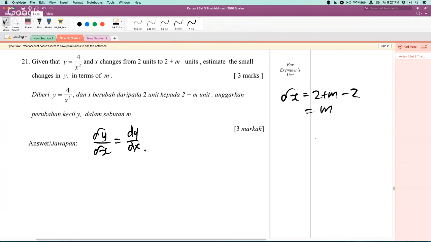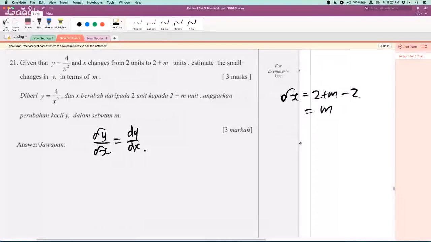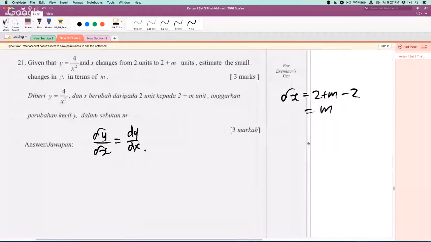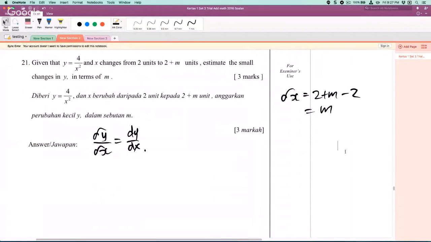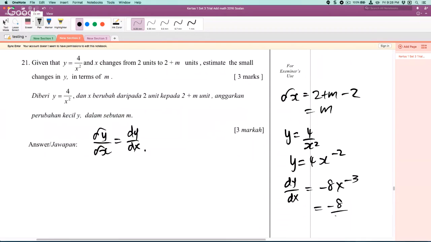Okay, so my y is basically equal to 4 over x squared. So I will change it into the indices pattern, then only I do the differentiation. So my dy/dx equals negative 8x to the power of negative 3. So this is negative 8 over x cubed.